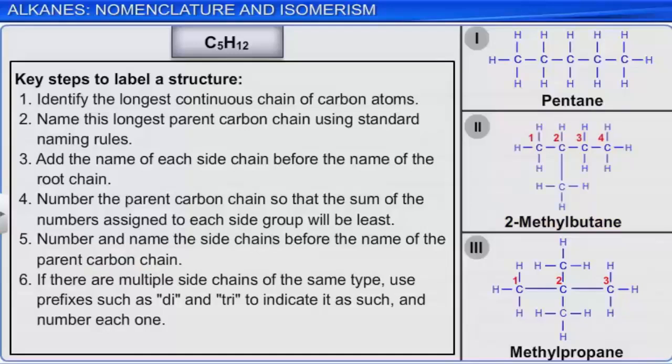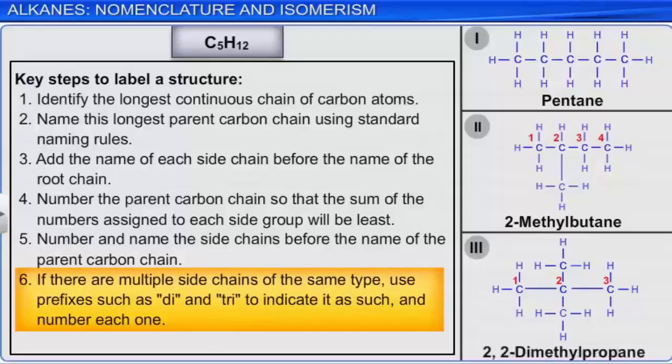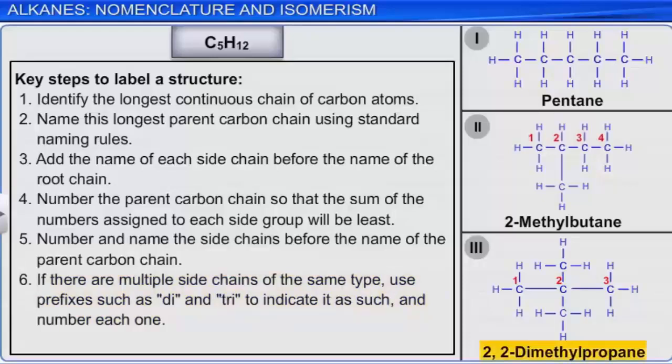However, structure 3 has multiple side chains of the same type at carbon atom number 2. So, we take the 6th step, which is to use prefixes such as di and tri to indicate the groups and number each one in the name. Thus, the name of the third compound is 2,2-dimethylpropane. With this, we have labeled all the 3 structures.